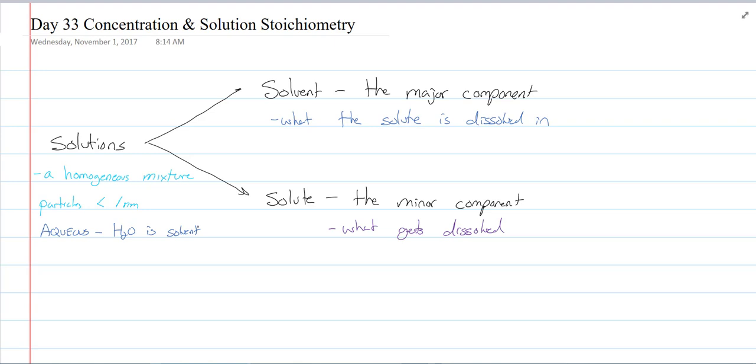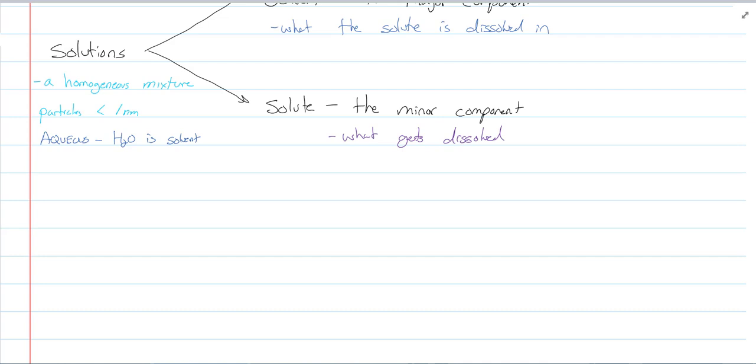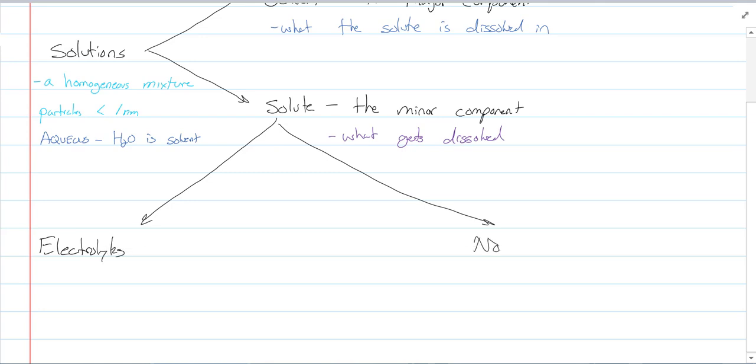Now, when we talk about solutes, there's two different categories. The solute is really going to be broken down into two categories: electrolytes and non-electrolytes. You might have heard Gatorade has electrolytes or Powerade. Well, what this comes from is if you had a beaker here, and this beaker has a solution in it, some type of liquid, whatever that liquid is.